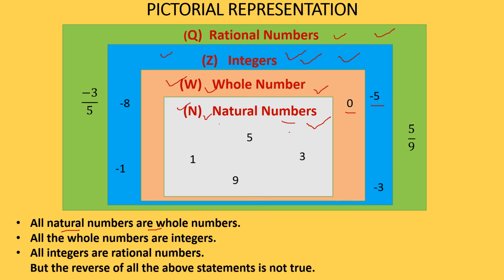But the reverse of all the above statements is not true. Right? We cannot say that all the whole numbers are natural numbers. Why? Because 0 is a whole number, but 0 is not a natural number because it is not inside the box. And -5 is an integer, but we cannot say that -5 is a whole number because whole numbers are only positive numbers and 0. So the reverse of all the above statements is not true.